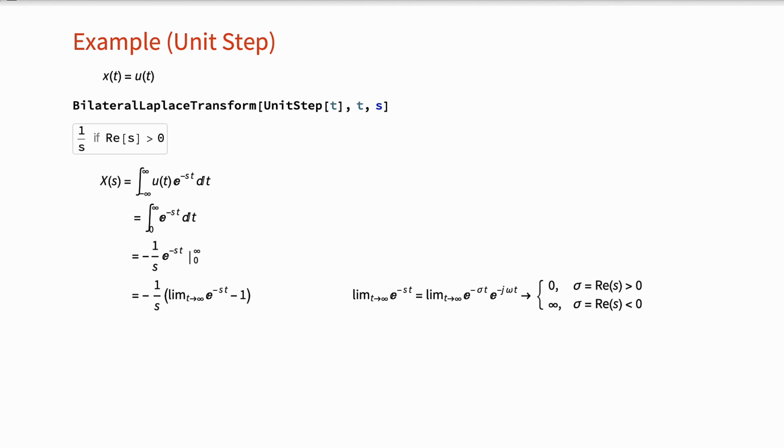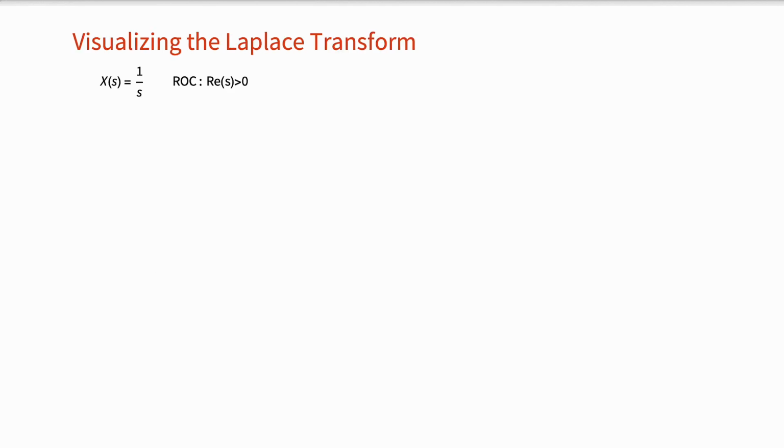And therefore, the limit is equal to 0 when sigma, or the real part of s, is positive, and it goes to infinity when sigma, or the real part of s, is negative. With this, the Laplace transform of x of t is equal to 1 over s for real parts of s that are positive. We can present the Laplace transform pair with the region of convergence as shown here. For the example that we just had, the Laplace transform of the unit step was found as shown here.